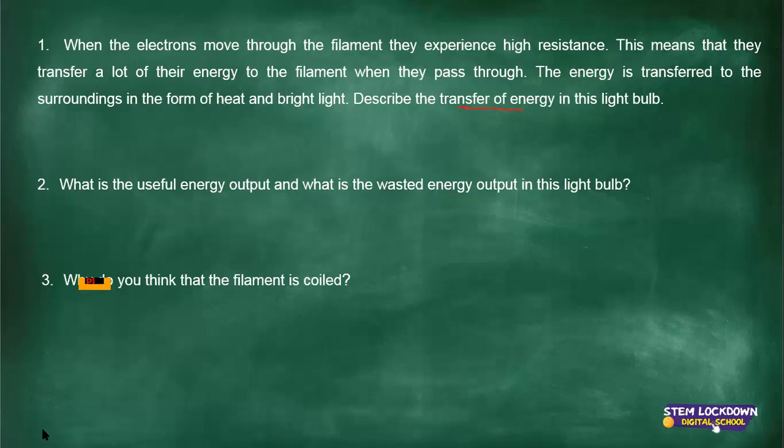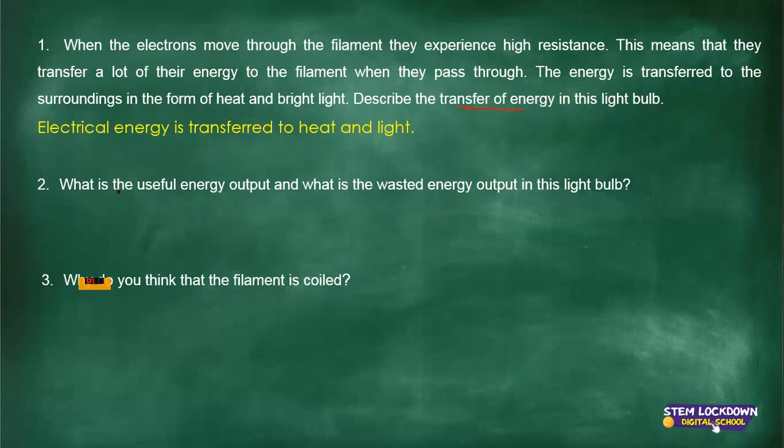Okay, and then you would say, electrical energy is transferred to heat and light. So the transfer of energy is basically you converting electrical energy to heat and to light. So you could say there's a conversion of electrical energy into heat and light energy. So the energy that is transferred to form heat and light is the transfer of electrical energy into heat energy.